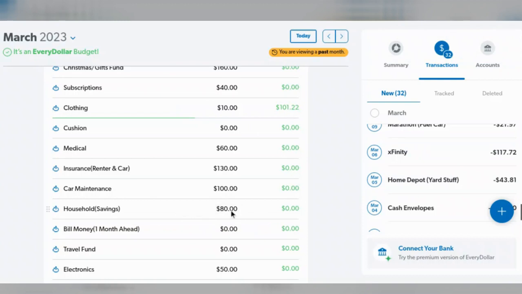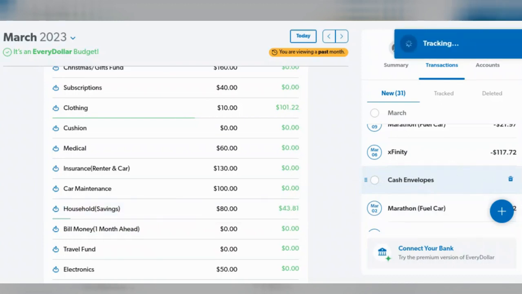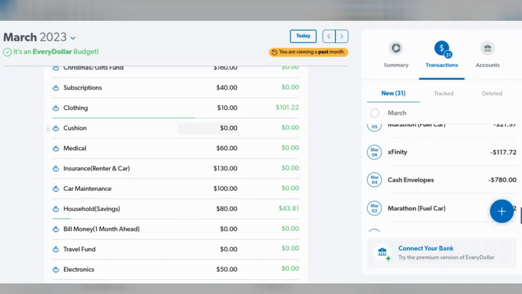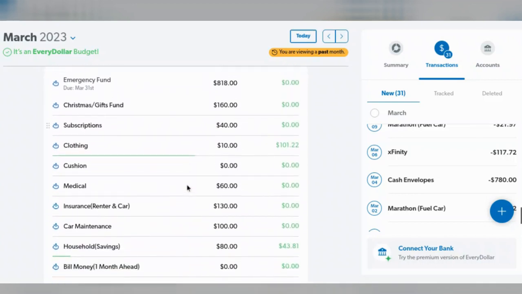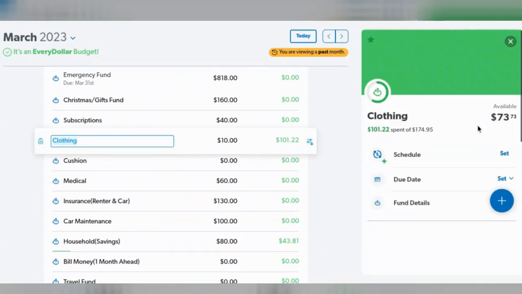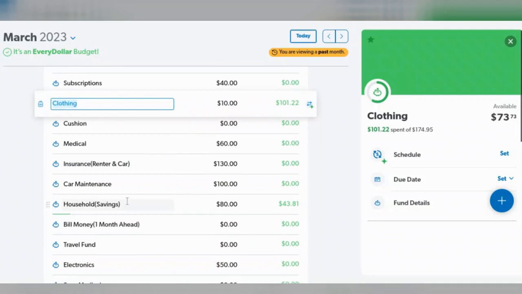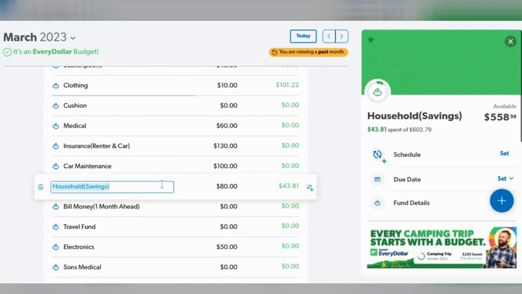And then my household savings, I went to Home Depot and got some stuff for the yard. I went back this month and picked up some more stuff for the yard. I've already treated it for the grubs, and today we treated it to kill the weeds and stuff like that. Then on Tuesday we're going back out there to put some seeds out. I think it's going to rain Wednesday. So looking at the clothing sinking fund, I only have like $73 there. And in the household sinking fund, I have $558.98 there.